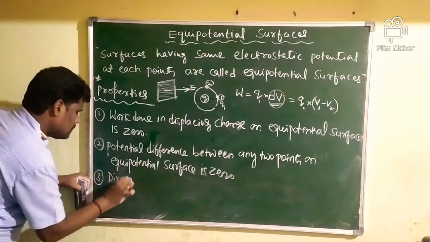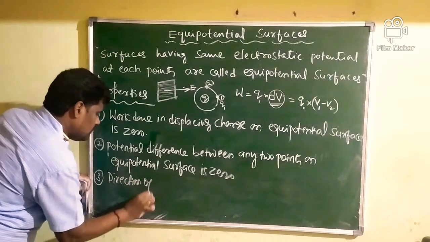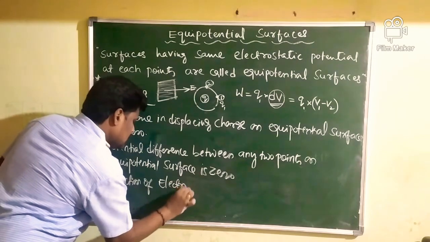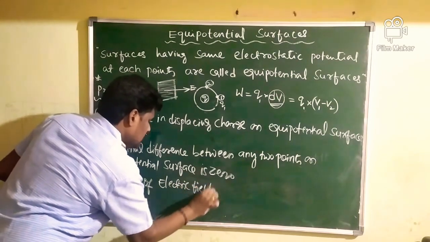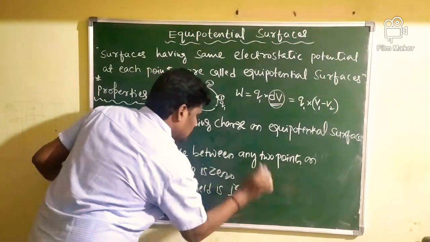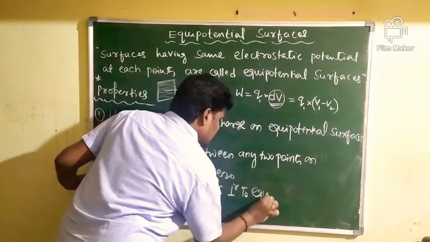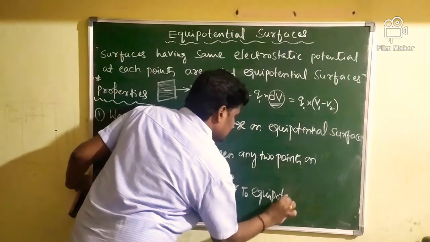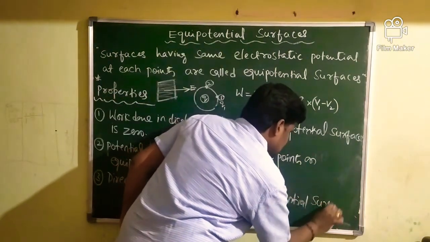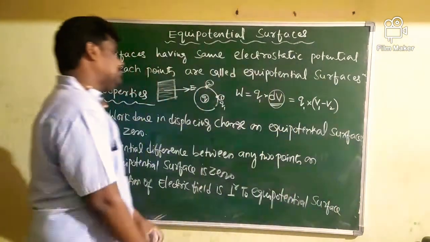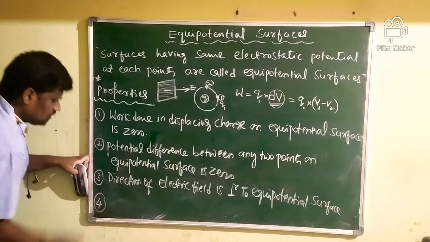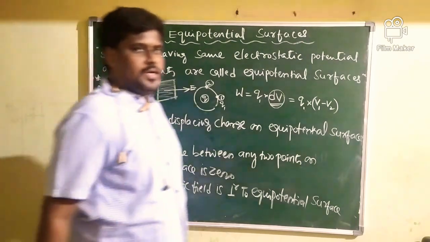What is the third property here? Direction of which field? Electric field is perpendicular to which surface? Equipotential surface. So this is the third property of equipotential surface. Then which one is the fourth property?